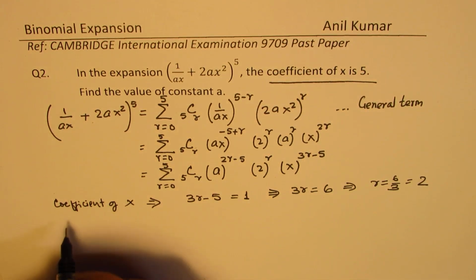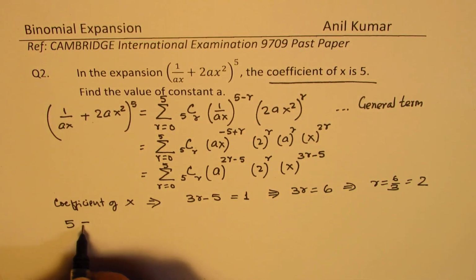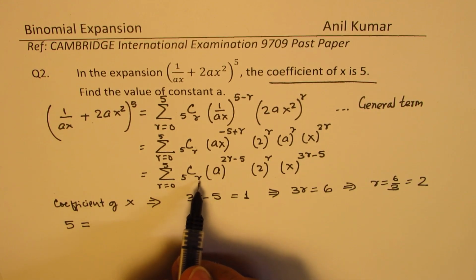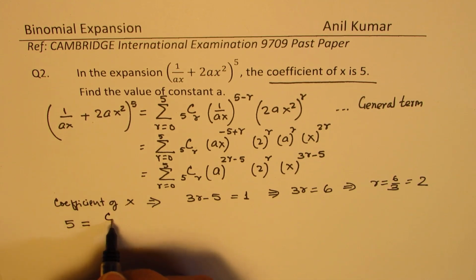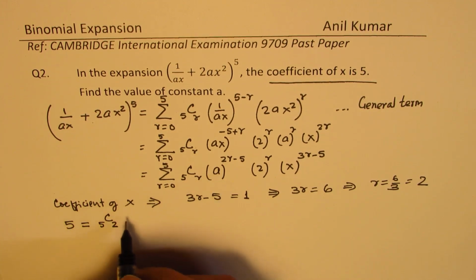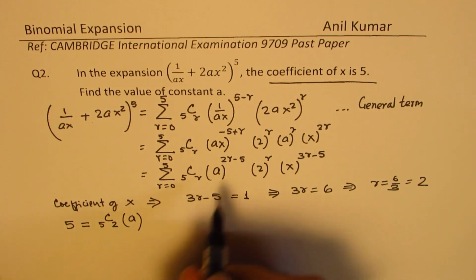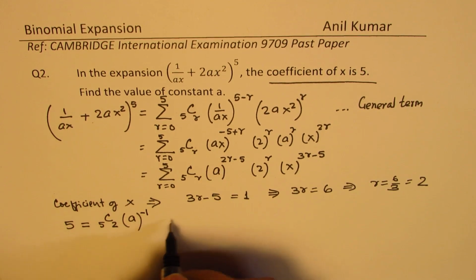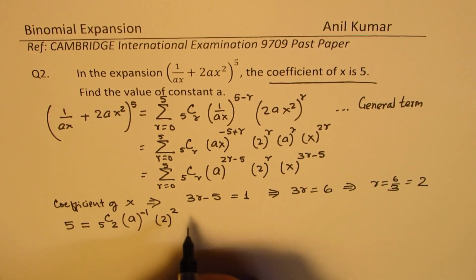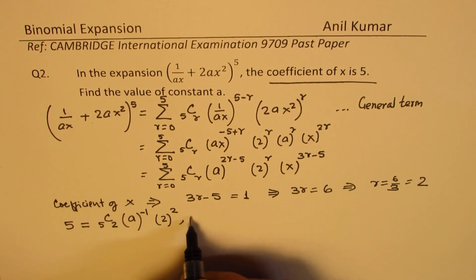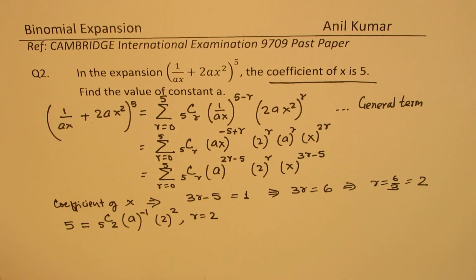And then equate it to 5, since we know the coefficient of x is 5. So this 5 should be equal to, here we'll put r as 2, so it is 5c2, a to the power of, if I put r as 2, 4 minus 5 is minus 1, correct? Then we have 2 to the power of 2, and that is the coefficient. So this is for r equals 2.